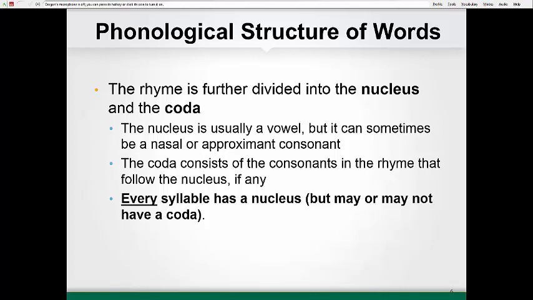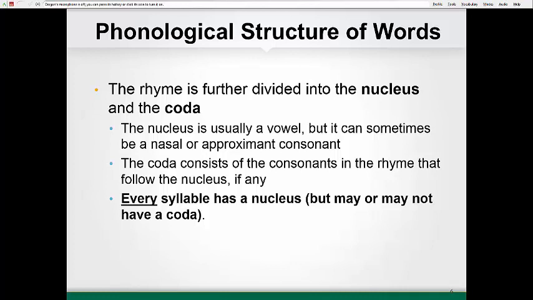But we won't see examples of that until later modules. For now, just assume every syllable has one vowel and that the vowel is the nucleus of the syllable. The coda of the syllable consists of any consonants in the rime that follow the nucleus. Every syllable must have a nucleus, and the nucleus is almost always a vowel. But not every syllable has a coda.